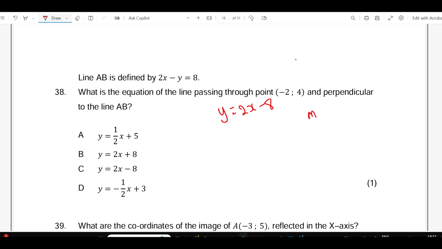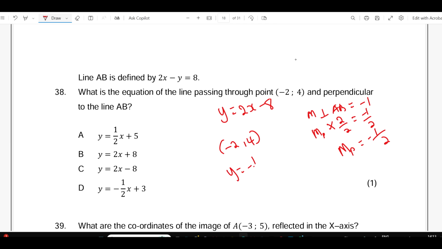The gradient of that perpendicular multiplied by the gradient of AB must give me -1. So already the gradient of the line AB is 2, multiplied by the gradient of the perpendicular line. So I'll divide by 2, I'll divide by 2. Therefore, the gradient of the perpendicular is going to be -1/2. That's the gradient that we are going to use, and I will substitute -2 and 4 to get c.